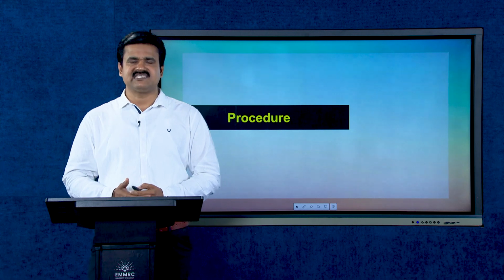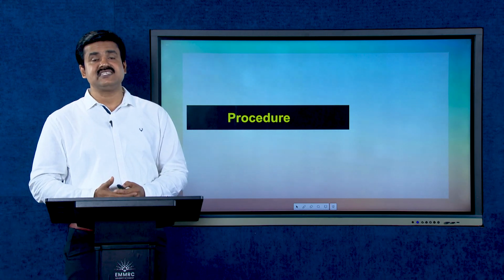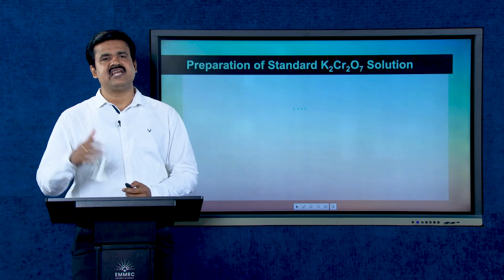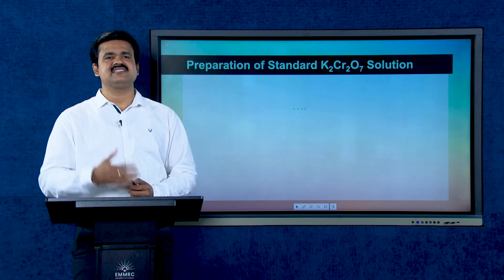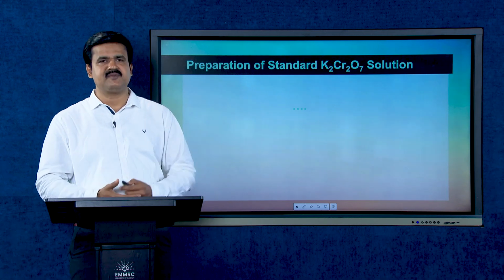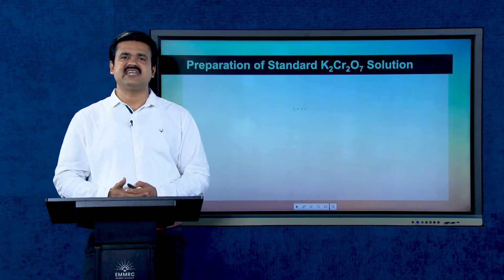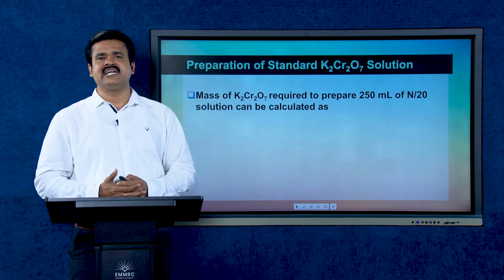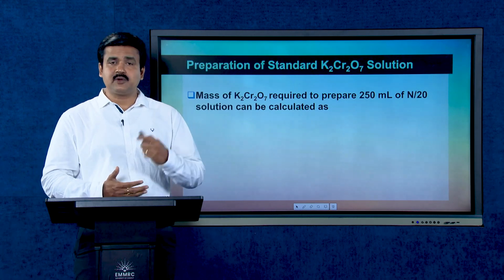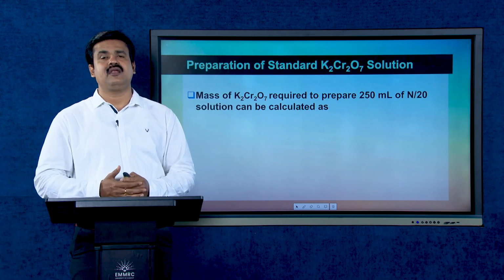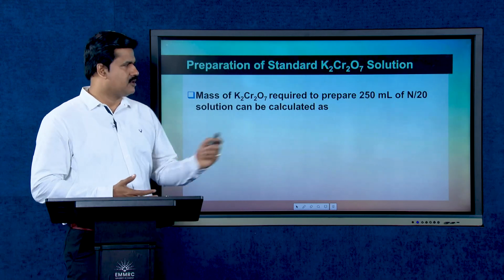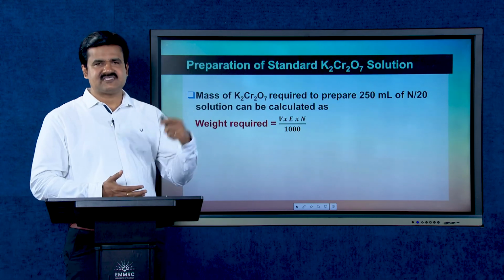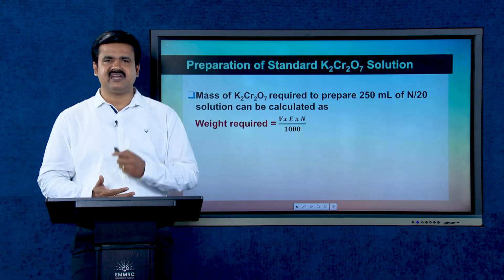Now we are discussing the experimental procedure behind the experiment. The experiment consists of 3 parts, as I already mentioned, and we are going to the procedural aspects of the first part of the experiment, that is preparation of standard K2Cr2O7 solution. The mass of K2Cr2O7 required to prepare 250 ml of N/20 solution can be calculated by using the previously well-established expression: weight required is equal to VEN divided by 1000.